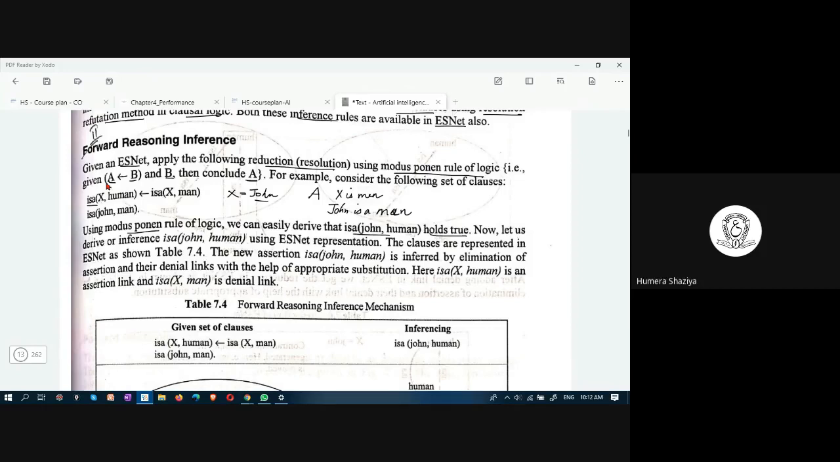How does John is a human hold true? Because John is a man. And it is said in the logic rule that if X is a man, he is a human. This statement is true. It is an assertion. Because it is true, we can conclude that John is a human. This holds true.